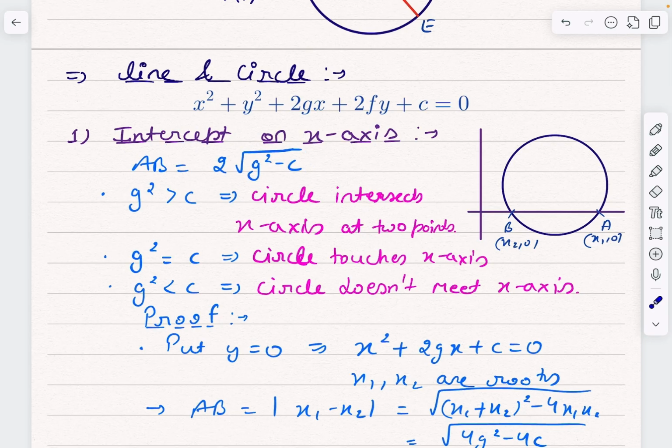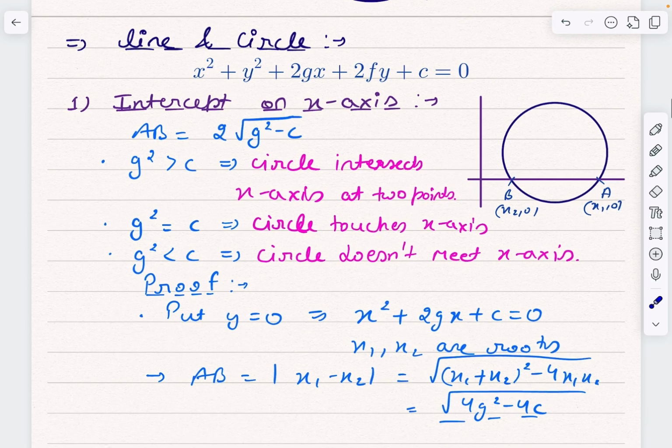Okay, how do we get this thing? We'll prove that also. But first, just see that the AB distance will come out to be 2 root g square minus c. If g square is more than c, the circle intersects the x-axis at 2 points, because AB will be positive, no?